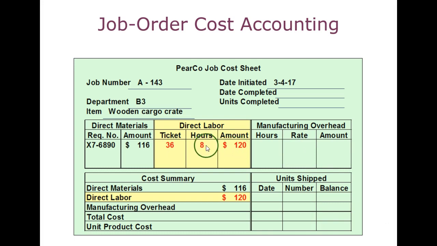Now remember, these hours are worked only on this job. If this was a different job like A-144, you would have different workers working on that job, and their hours and direct labor cost will be attached to that other job. So this ticket summarizes only the materials, only the labor, and we're going to see here in a minute part of the overhead that belongs just to this job.